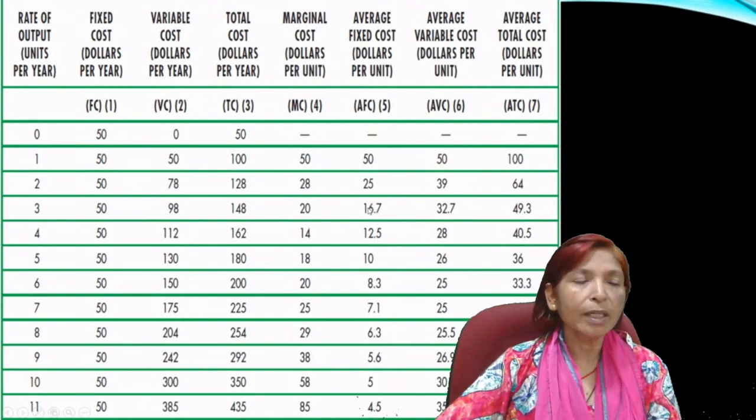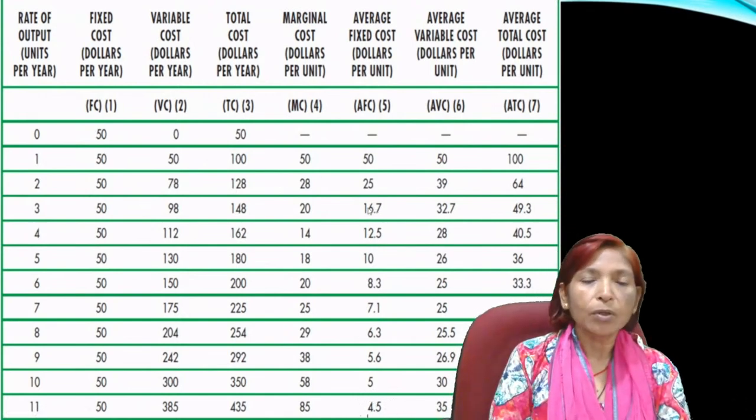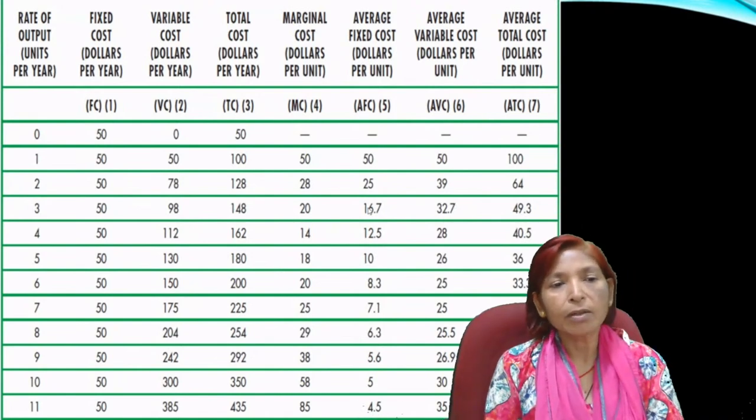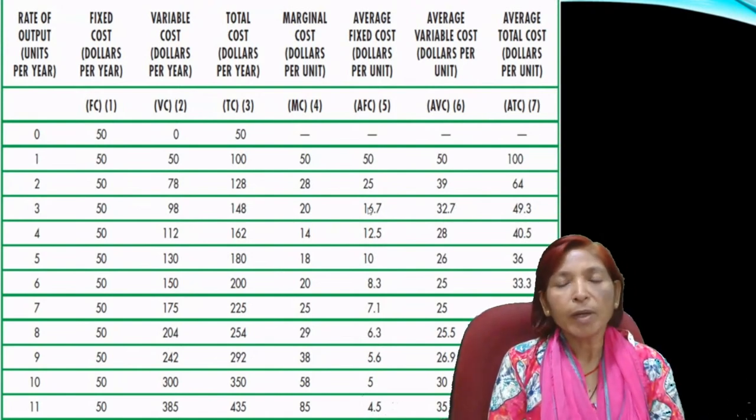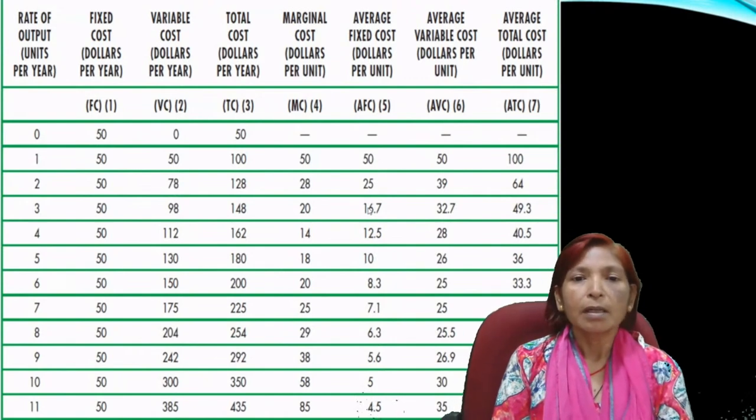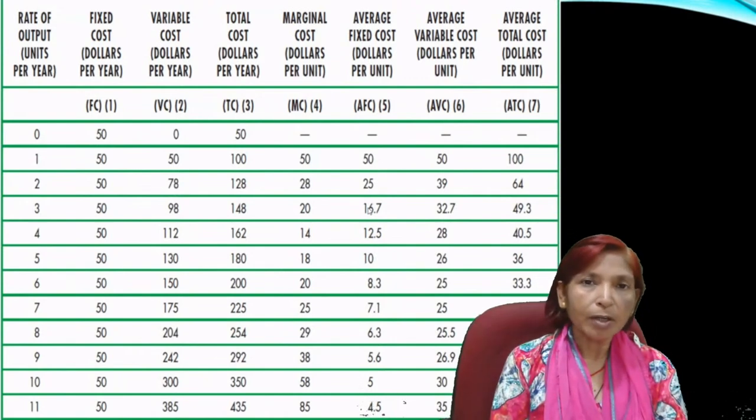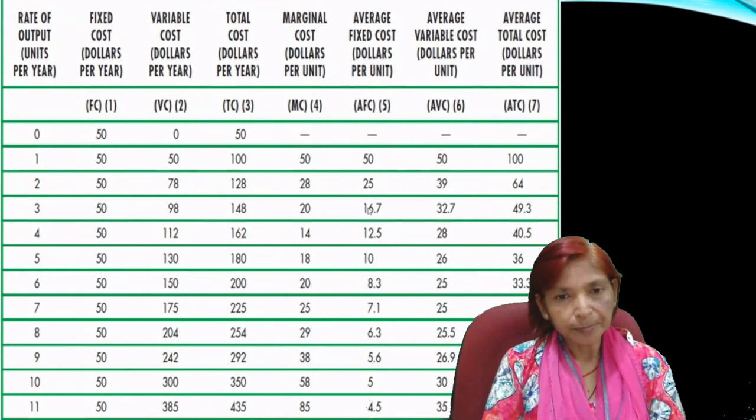If we are given only the output units and total cost, we can estimate all these costs, like fixed cost, variable cost, marginal cost, average fixed cost, average variable cost, and average total cost.